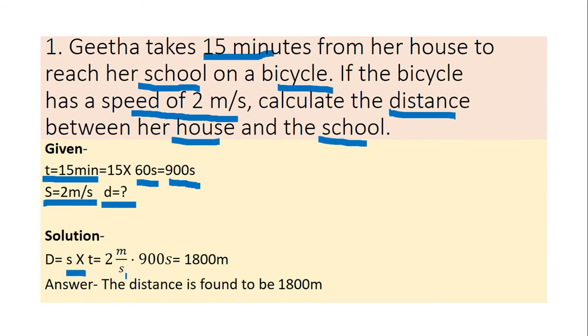So 2 meters per second, just substitute the value. Speed is 2 meters per second. Time is given here, 900 seconds. So 2 meters per second into 900 seconds. So just cut this second and second.